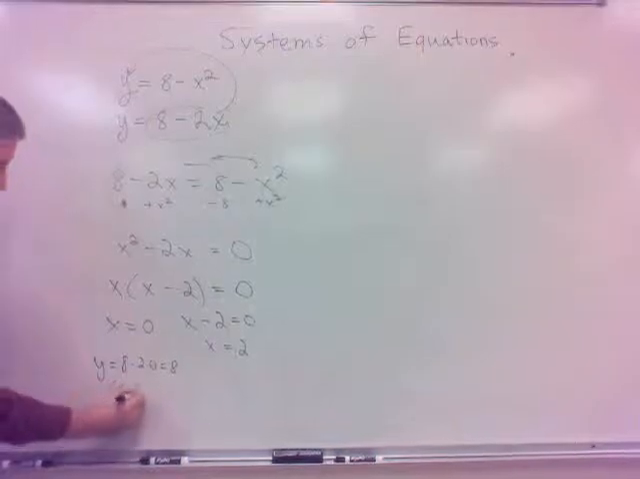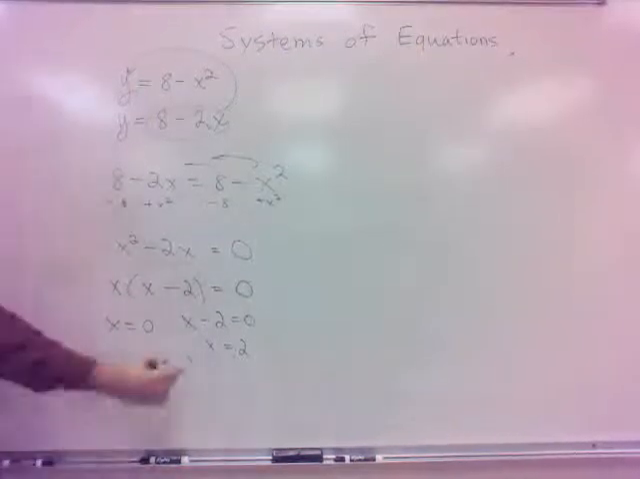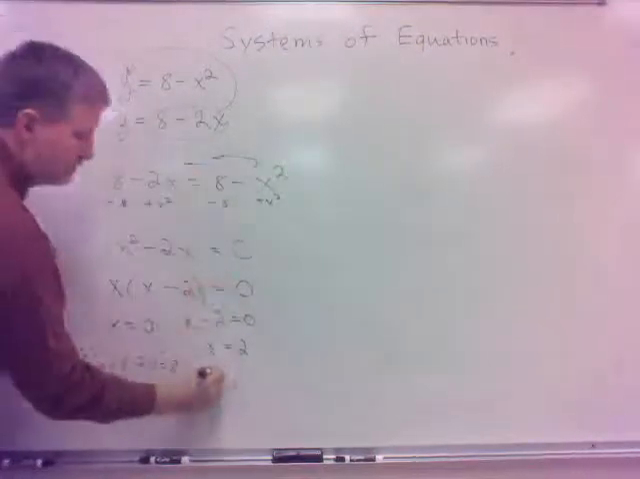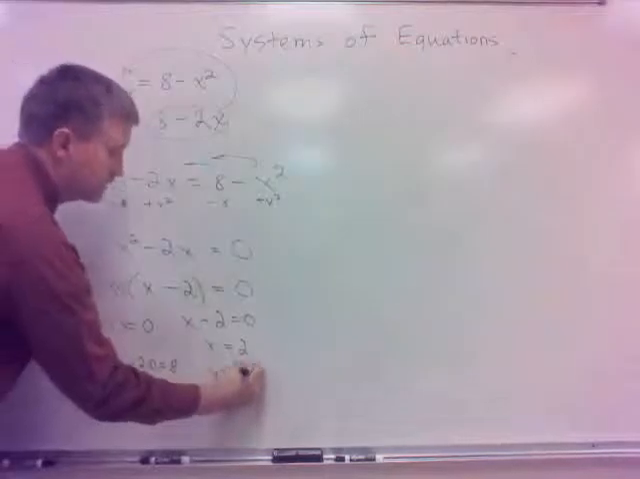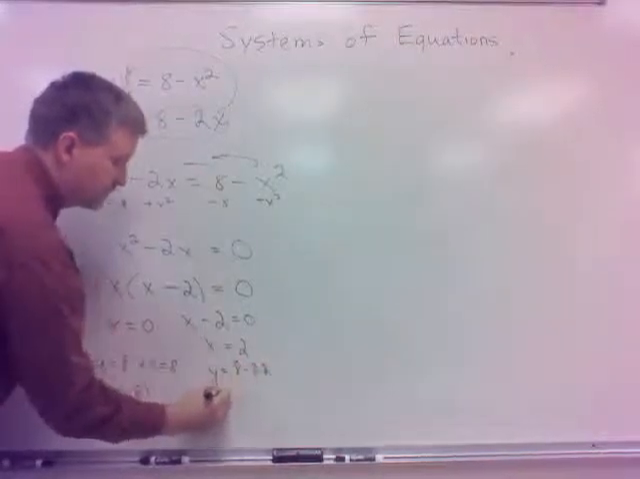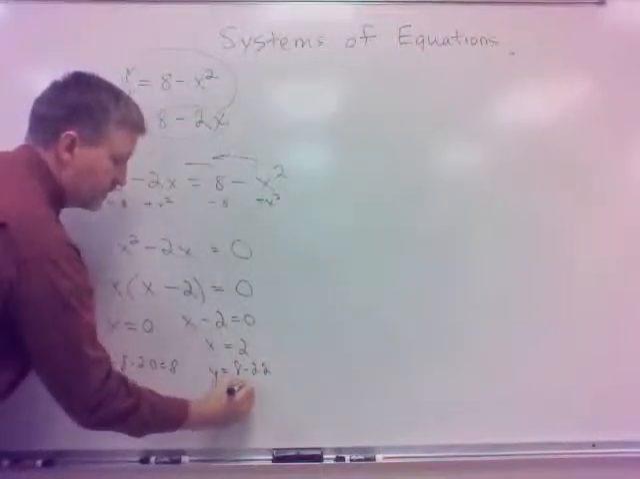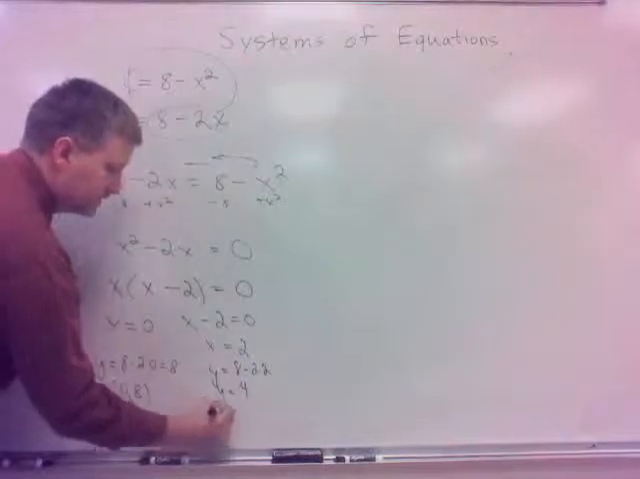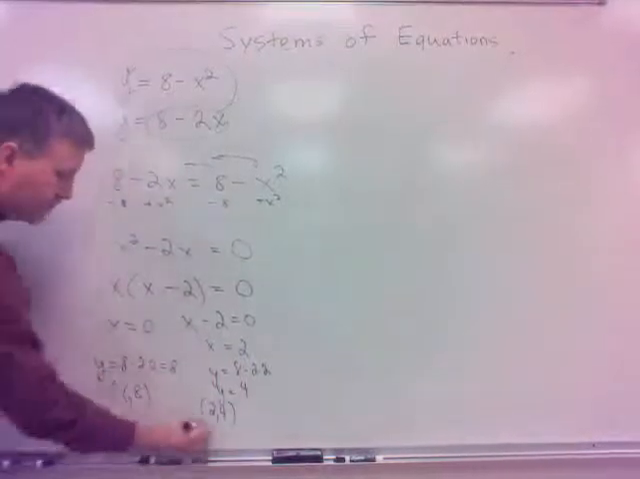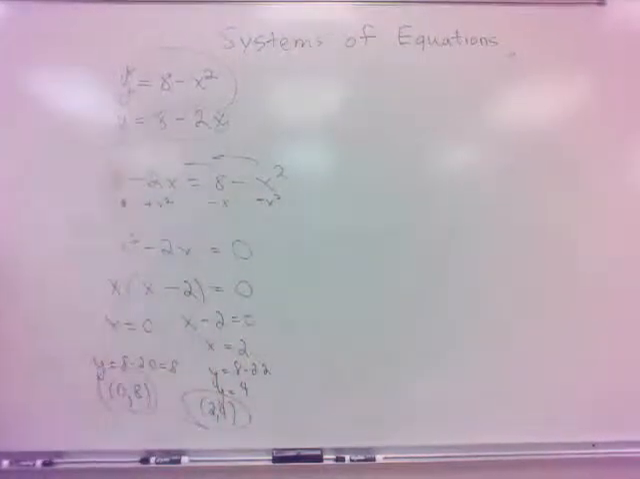0, 8 solution. Here we've got x is 2, so that would be plug in x to be 2. 8 minus 2 times 2, 8 minus 4. 4? 2, 4 is the solution there. 0, 8, 2, 4.